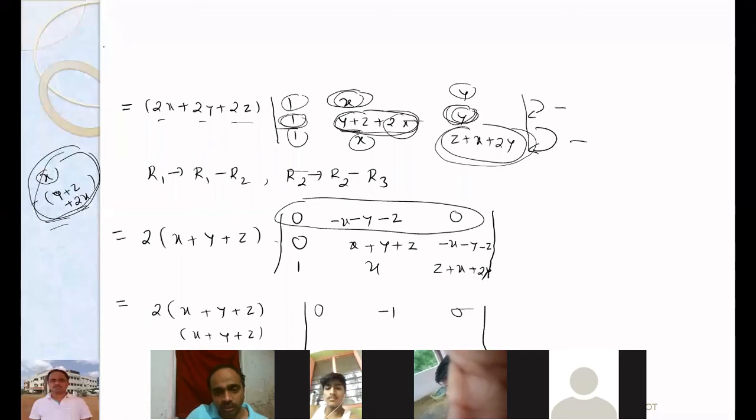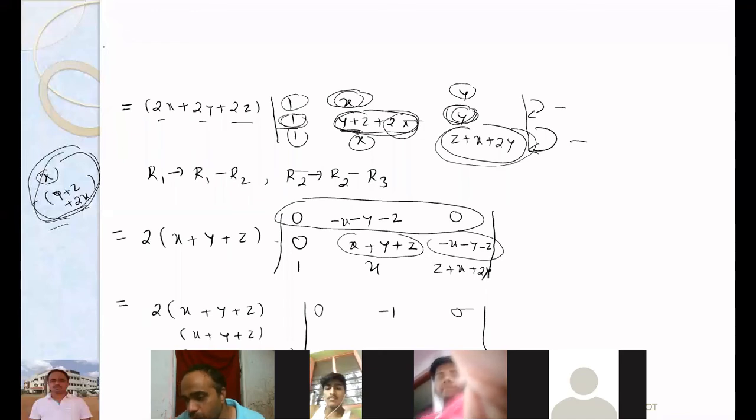0 means 0 only. Cannot change it. In the second row, again x plus y plus z. Here also minus x minus y minus z. So again, one more factor is common. One more x plus y plus z is common. If I take one more factor common, x plus y plus z, what I get? I get 0. I get 1. But here is minus. So what remains here? Minus 1.